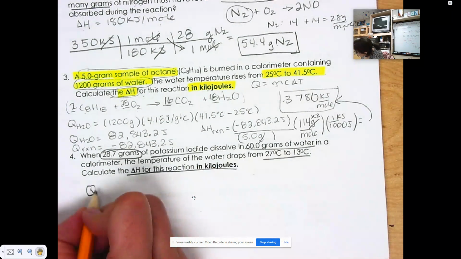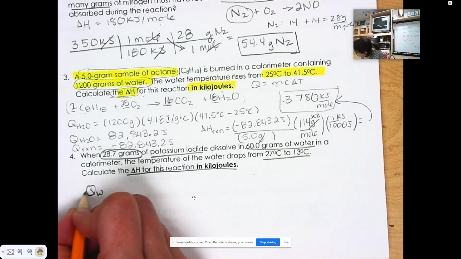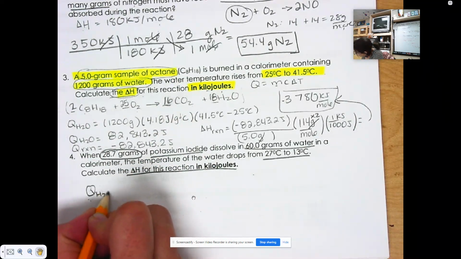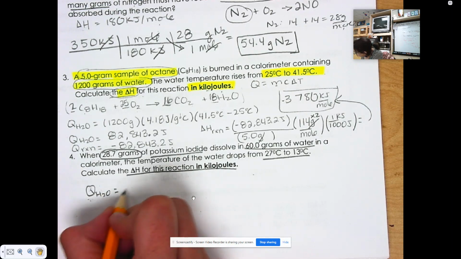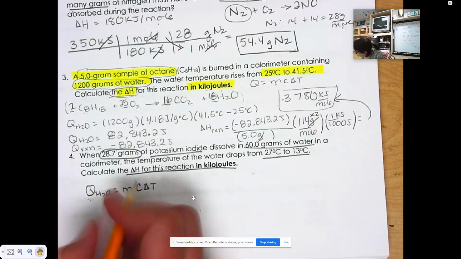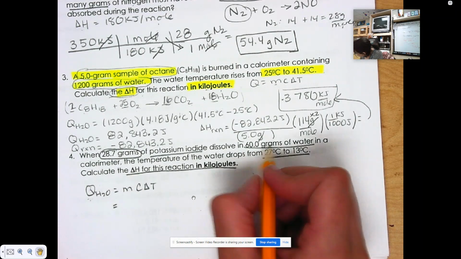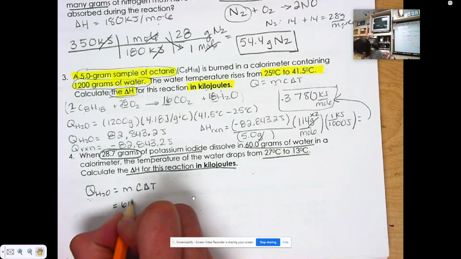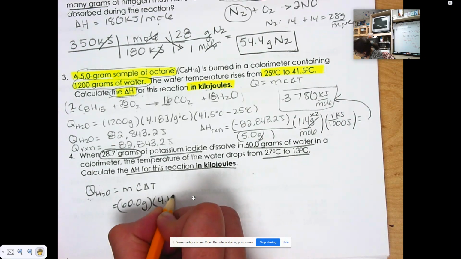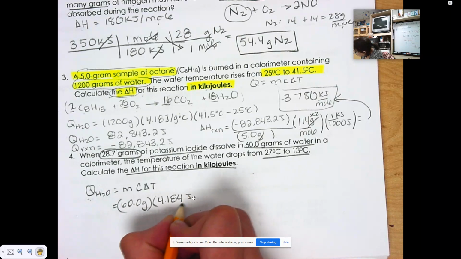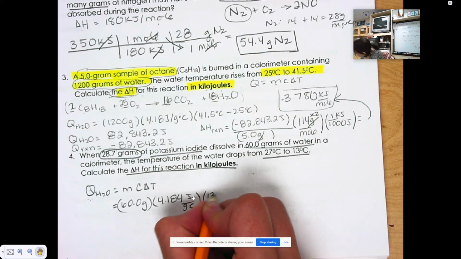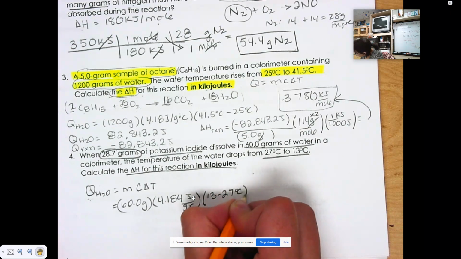Since we know this is a calorimeter reaction, we're going to take the Q, which is our thermal heat transfer of water, H2O, and calculate that. So we know that this is equal to mc delta T. Our m for water is our mass of water, which is 60 grams. The specific heat is always 4.184 joules per gram degrees Celsius. And our change in temperature is going to be 13 minus 27 degrees Celsius.